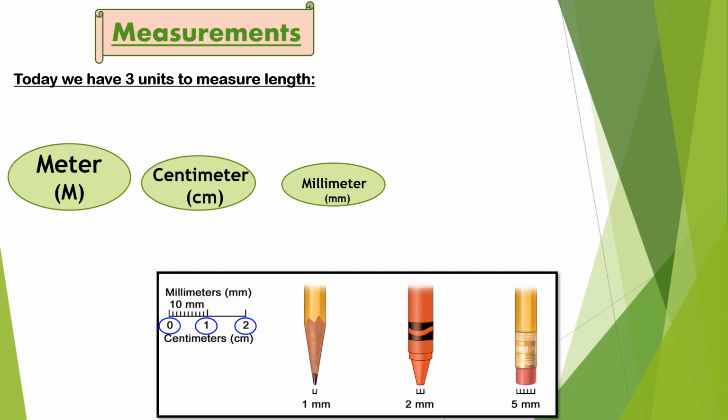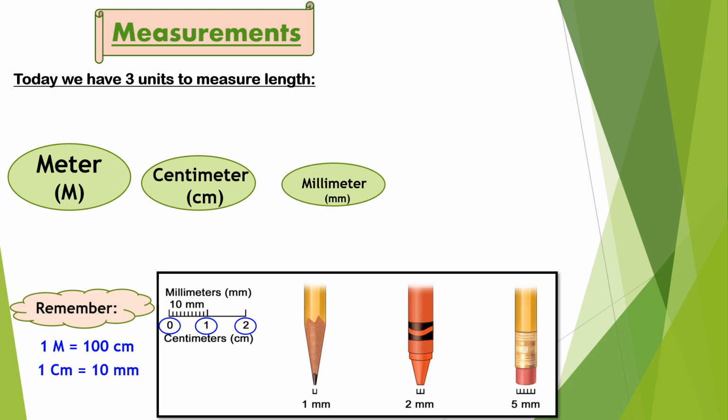So these 10 dashes equal 10 millimeters. So 1 centimeter equals 10 millimeters, because between each two numbers is 1 centimeter, and between each two numbers there are 10 dashes, which are 10 millimeters. And don't forget, we studied before, 1 meter equals 100 centimeters. You need to memorize it and not forget.